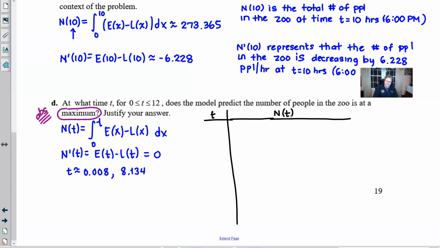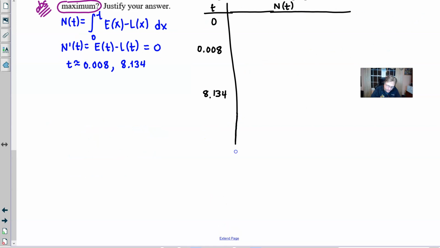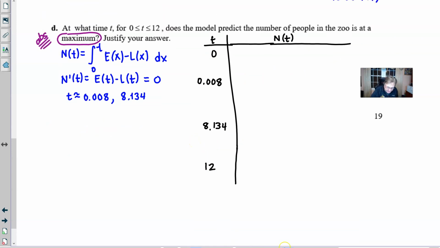Now the good news here is that you only have 4 values that you have to calculate because our zoo started at time 0. We have the critical number 0.008, and then we have the critical value 8.134, and then of course we have our far right endpoint of 12. And so each one of these will be systematically plugged in for the t. Well, I'm not going to waste a lot of time with this first one, because if we integrate e minus l from 0 to 0, we know that we're going to get 0. Well, go figure. Nobody is in the zoo at time 0. The problem even stated that. Now, I don't think that we're going to get a max here, but it is part of our critical values, so we might want to go ahead and figure it out.